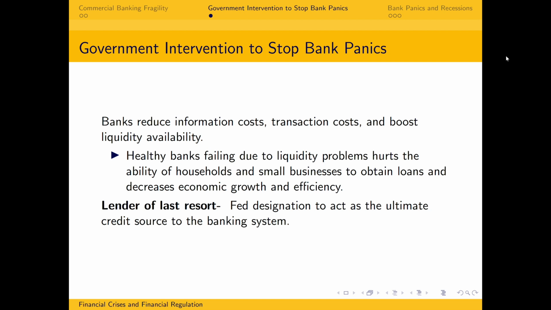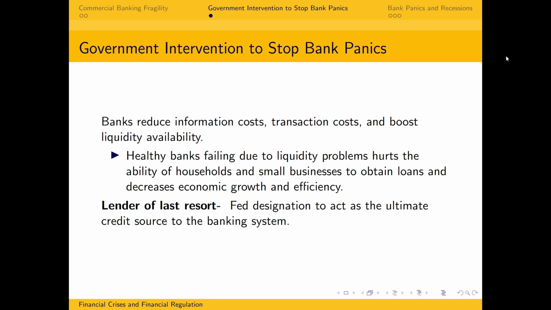And these are a big problem for everybody in the economy, and so the government actively tries to intervene to stop bank panics. And the reason why banks are so important is because of everything that we've talked about through the class. They reduce information costs, they reduce transaction costs, and they also boost liquidity availability in the economy, increasing in turn economic growth.